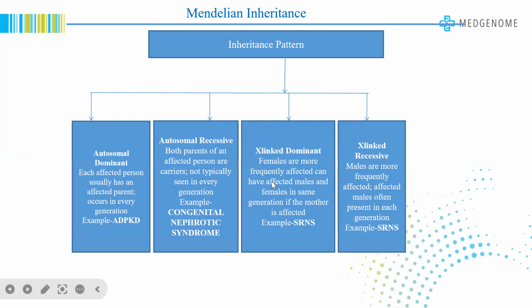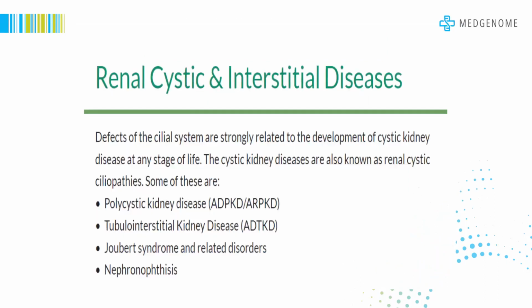X-linked dominant: females are more frequently affected, and there can be affected males and females in the same generation if the mother is affected. An example is steroid-resistant nephrotic syndrome. X-linked recessive condition: males are more frequently affected, and affected males are often present in each generation. Again, the example is SRNS. SRNS can be inherited in both an X-linked dominant way and an X-linked recessive way.